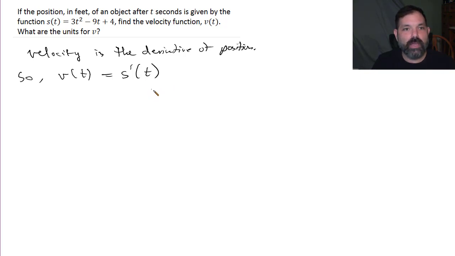Can you take it from here? If v of t is s prime of t, write that as a limit definition, calculate the limit, and express the velocity function. Now would be a good time to pause to try that out on your own.